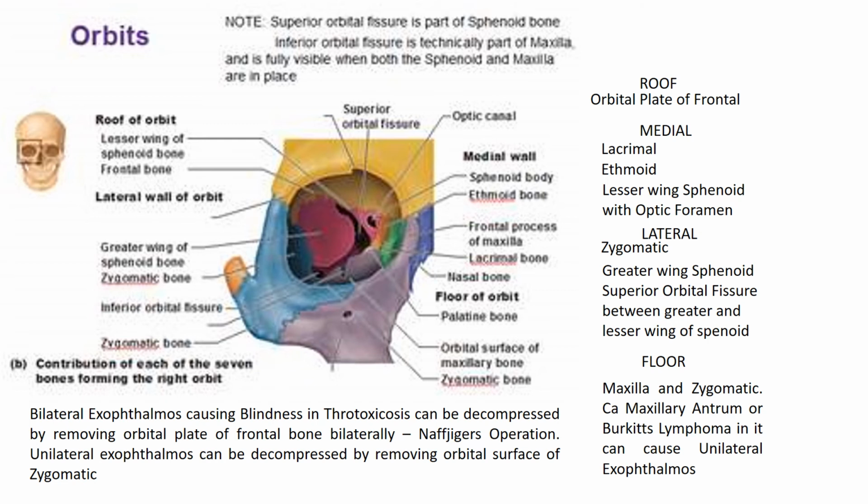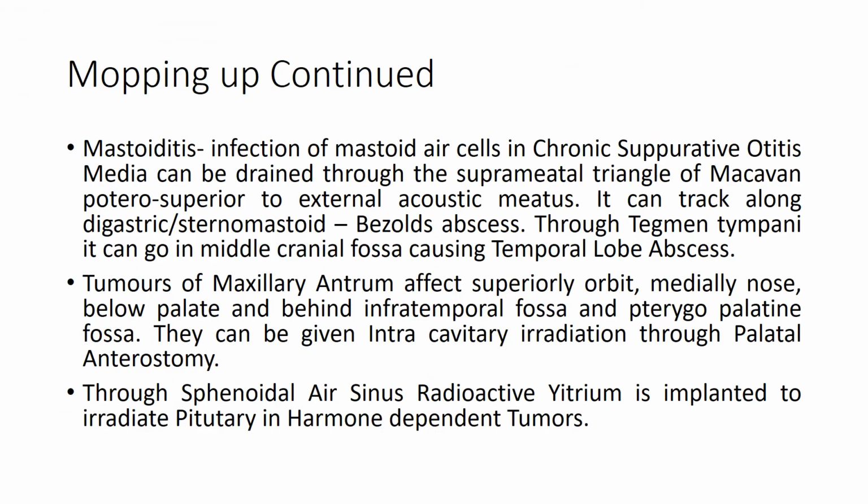Now if there is a carcinoma of the maxillary antrum or Burkitt's lymphoma or any tumor in the maxillary antrum, it can cause a unilateral exophthalmos. Bilateral exophthalmos causing blindness and thyrotoxicosis can be decompressed by removing the orbital plate of the frontal bone bilaterally. This is called Naffziger's operation. Unilateral exophthalmos can be decompressed by removing the orbital surface of the zygomatic bone. So this is about the orbit.